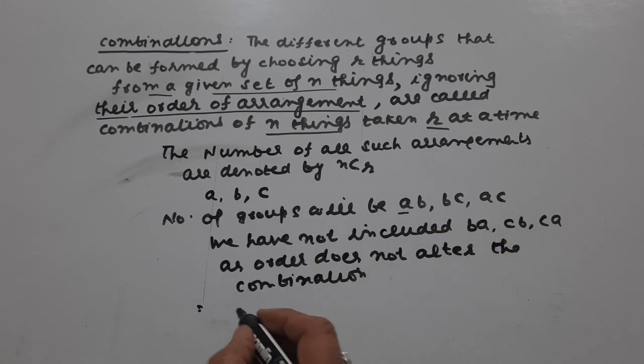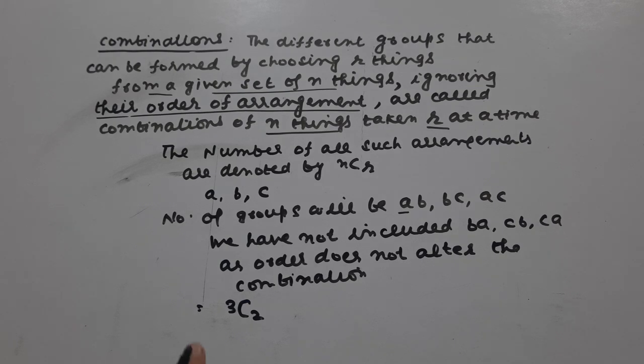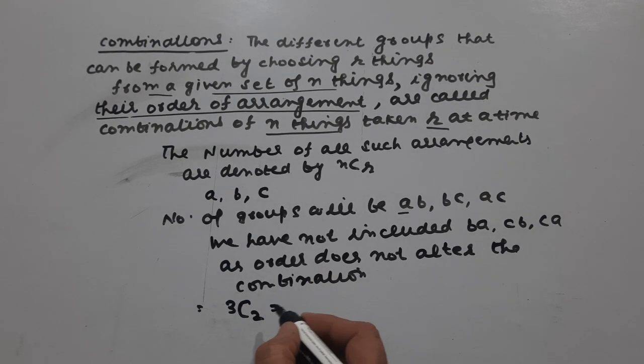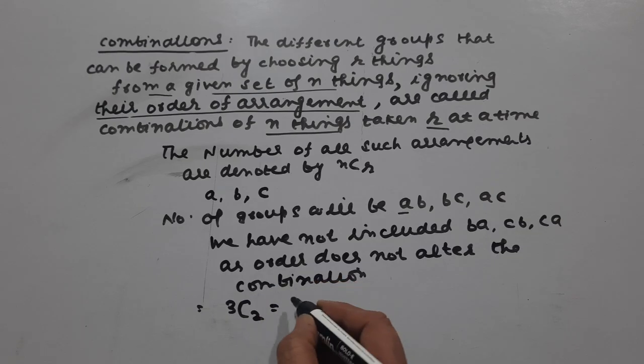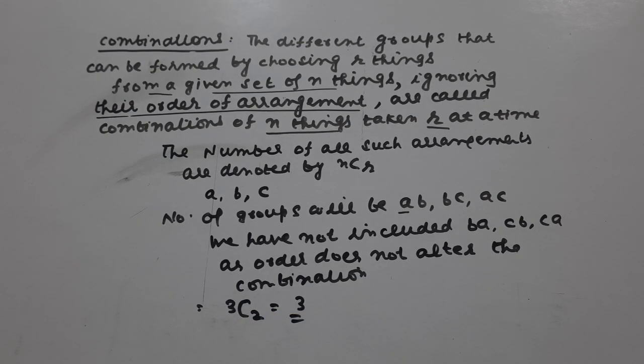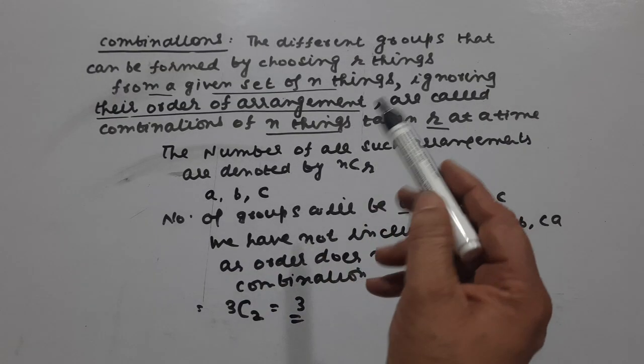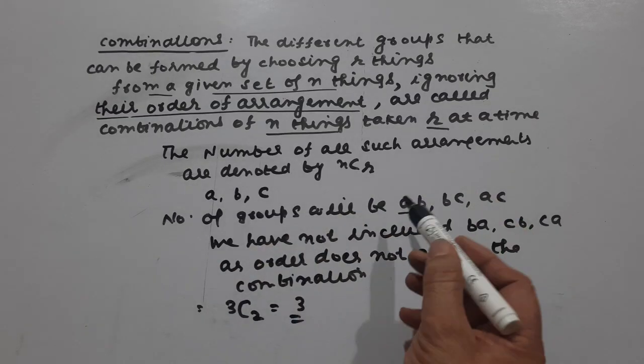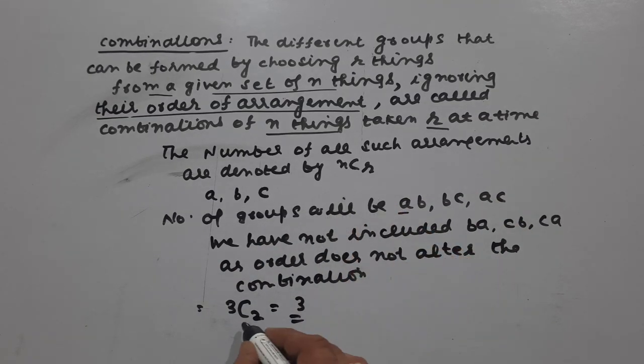So these three combinations can be found by the formula 3C2. Out of three letters taking two at a time, so 3C2, and 3C2 is equal to how much? 3C2 is equal to 3. I will tell you how to solve combination. So the different groups that can be formed by choosing r things from a given set of n things is given by nCr. So students, we will use this formula nCr.